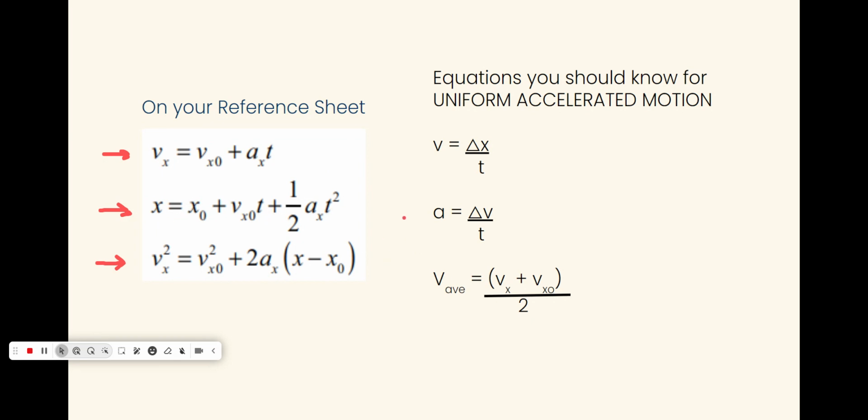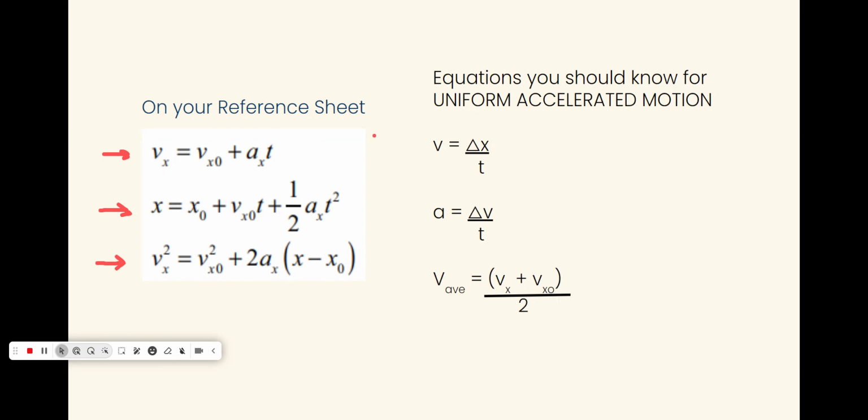So you can notice that the reason we have three different equations here with relatively the same variables is that they're not the same variables. Something's missing out of each one. This one has no position. So you're going to have to be able to pick and choose which equation to use when.